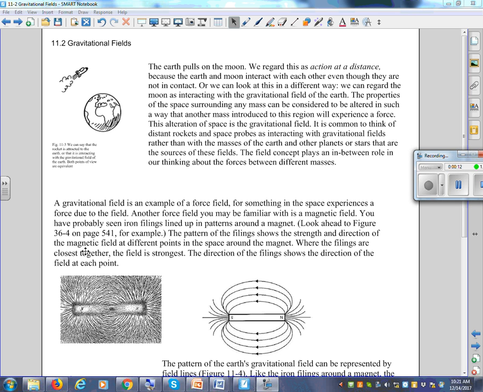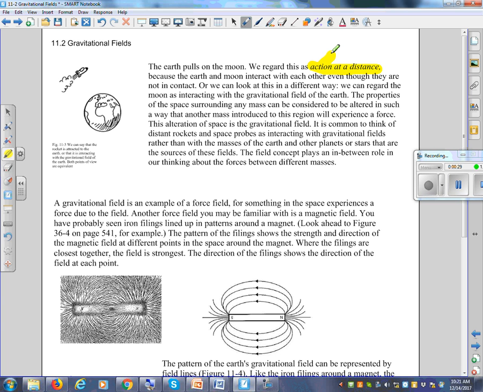All right, so some sort of cleanup, a reminder, a refresher about some ideas about gravitational fields. It says here, the Earth pulls on the moon. We regard this as action at a distance. That's a term that you should have some understanding of. That means there's a force applied even though there is no contact. Action at a distance, right? It's like me using my Jedi powers to move the pen that's over there on that table. The Earth and Moon interact with each other even though they are not in contact.